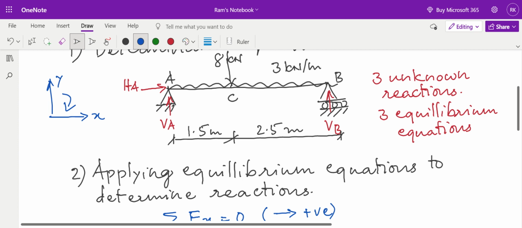It does not have any perpendicular distance. Moment is force into perpendicular distance. So if perpendicular distance is 0, moment also will be equal to 0. So HA into 0. This VA also same case. VA is passing through A point. There is no perpendicular distance between VA and A, and that is why VA into 0. So these two forces will not cause any moment at A.